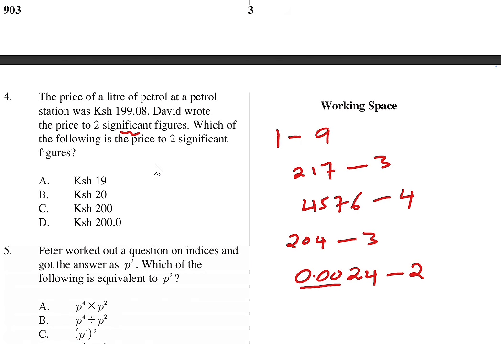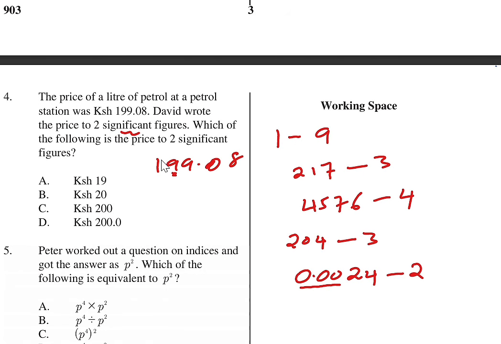So for this example, here we have 199.08. This number has how many significant figures? We count from right. 1, 2, 3, 4, 5. But we want now 2 significant figures. So we start 1, 2. We stand here. You look at the next number. Is it 5 or more? We add 1. You can see 9 is more than 5. Add 1.